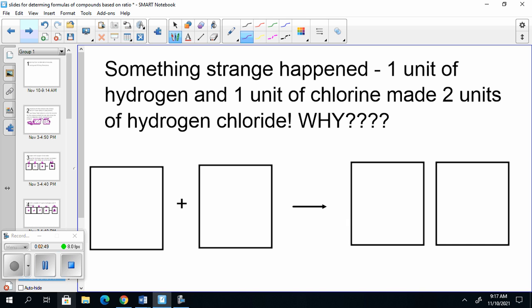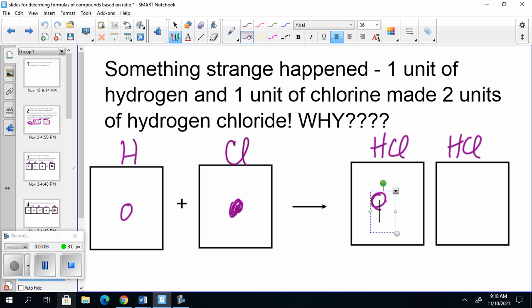All right, but then something strange happened. They figured out that if I take 1 unit of hydrogen and 1 unit of chlorine, you actually make 2 HCl's. So it makes sense that you would make 1 HCl, but 2, that means you actually did this.